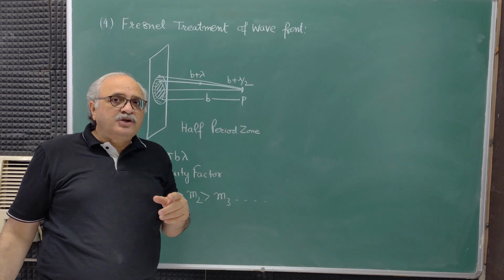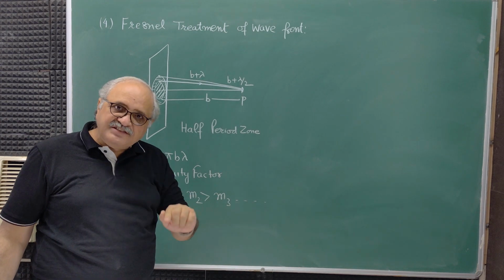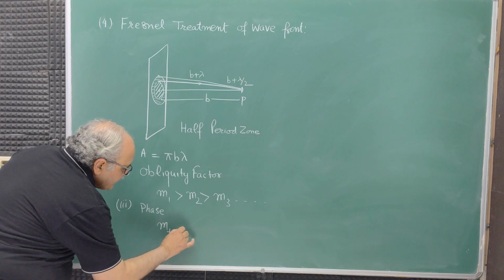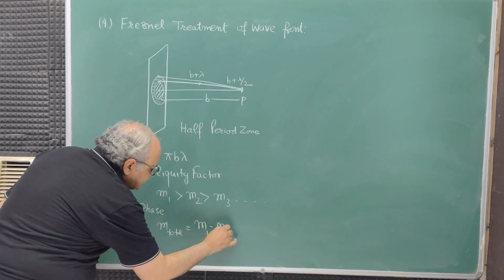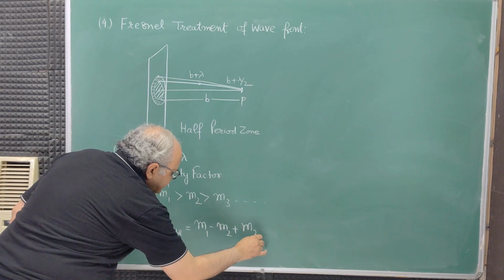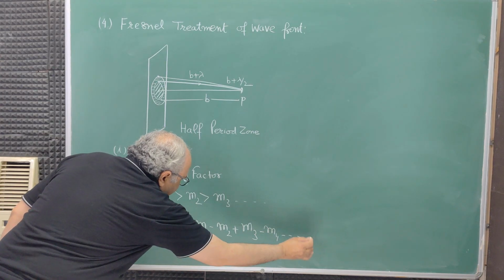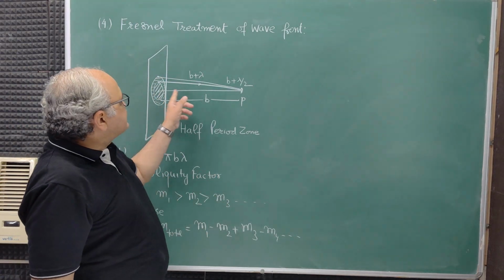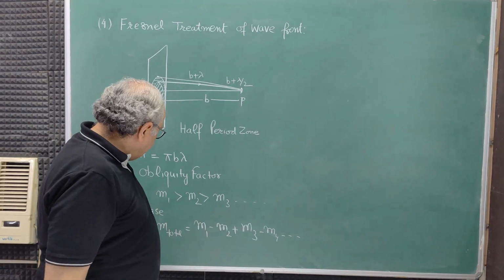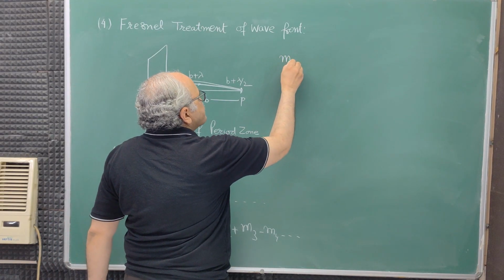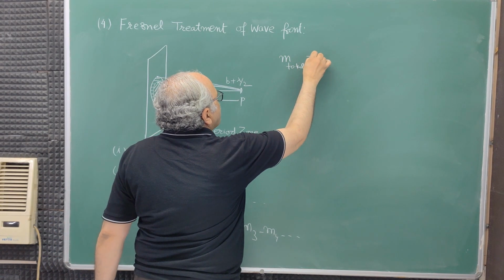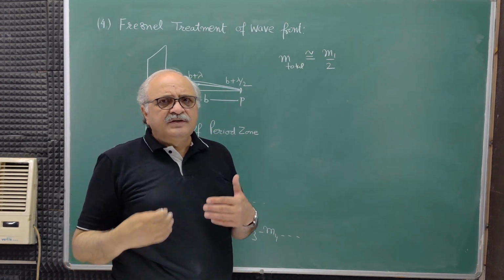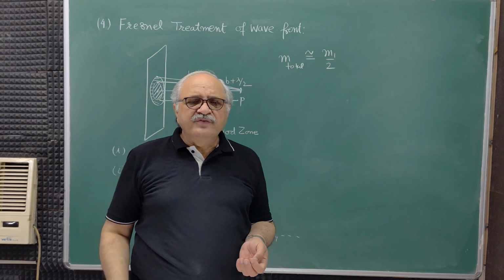So if I have to write the total contribution including the phase, I can write M total is going to be M1 minus M2 plus M3 minus M4 and so on. If we have a large wavefront and the distance is large, then we find M total, as a special case, comes out to be nearly equal to M1 by 2, which actually defines the rectilinear propagation of light.